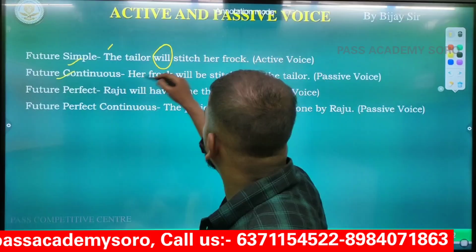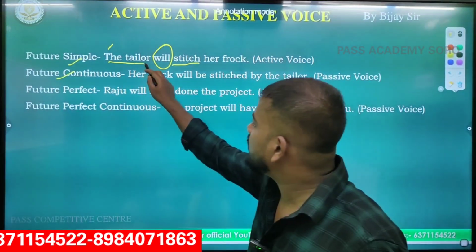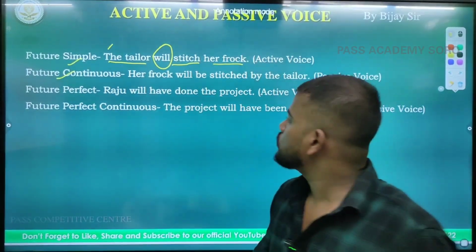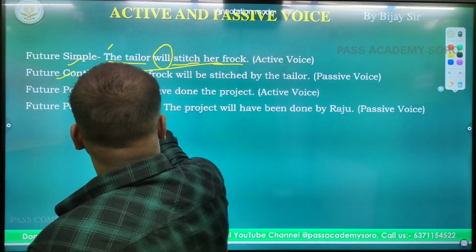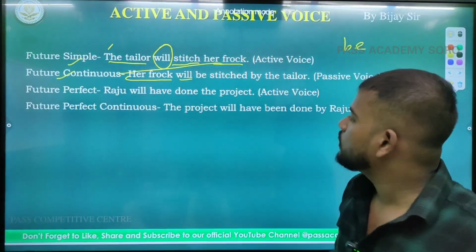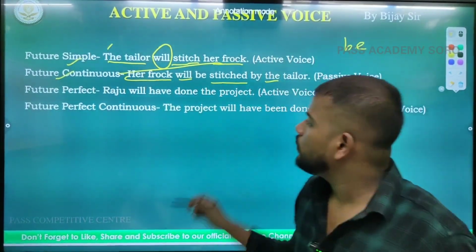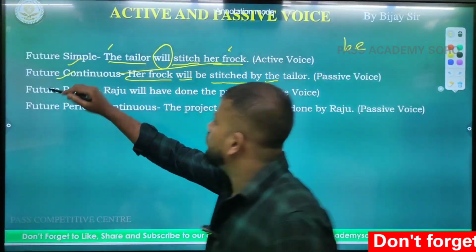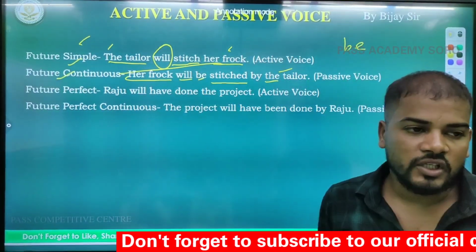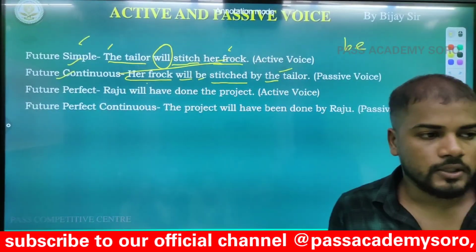We use will here, and stitch is the verb first form. So here the tailor is the subject, will stitch is the verb, and her frock is the object. So the object became the subject: her frock will, and we just add be. In passive voice: her frock will be stitched by the tailor. It's very simple. We convert the future simple tense into future continuous form. We just add be, and the object became the subject and the subject became the object.